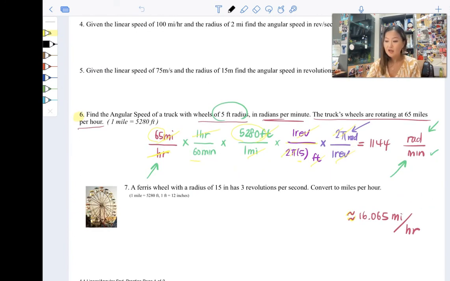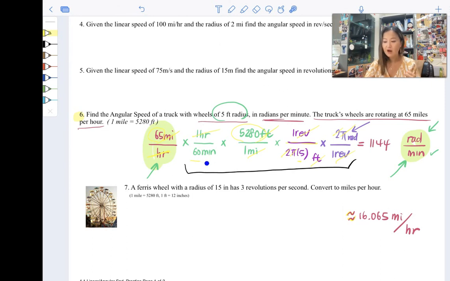You'll see that, okay? Again, I'm gonna highlight what we start with. Find the angular speed of a truck with wheels 5 feet radius in radians per minute. That's the final answer. So we're going to start with this, right? We're going to start here, radians per minute. The truck's wheels are rotating at 65 miles per hour. So we're going to start again here. Everything in between is just trying to force this. How do you get minutes? Oh, it's 1 hour, 60 minutes.